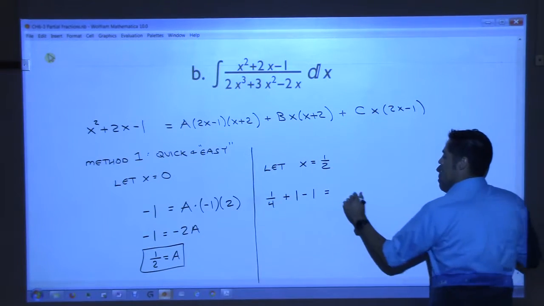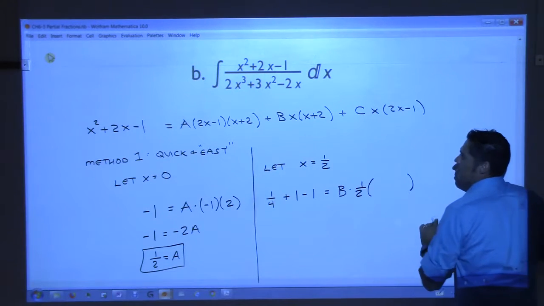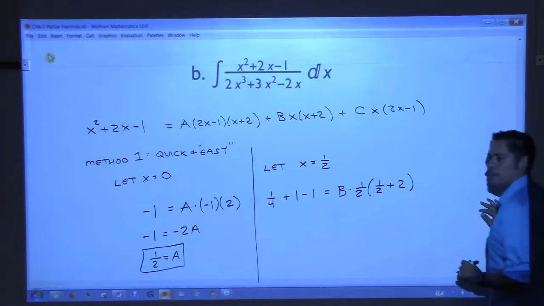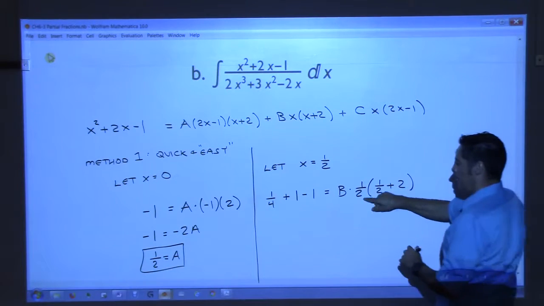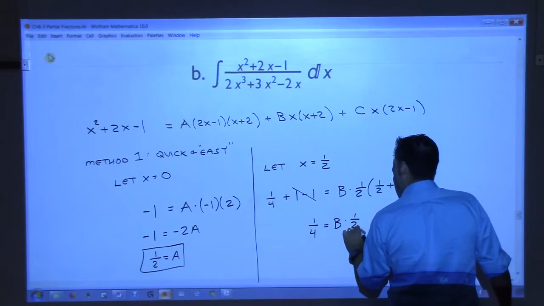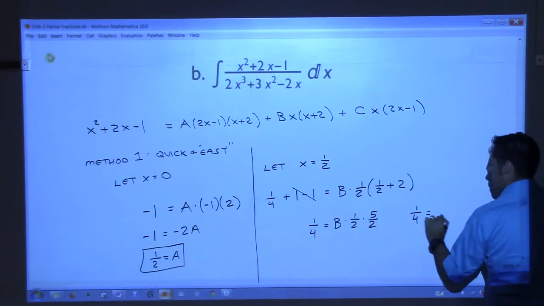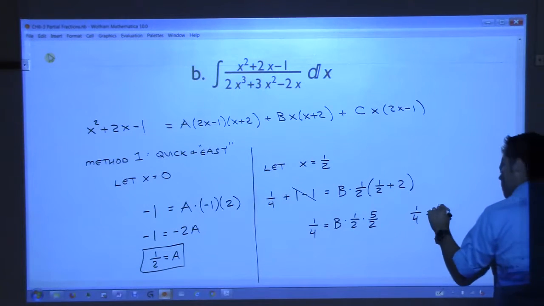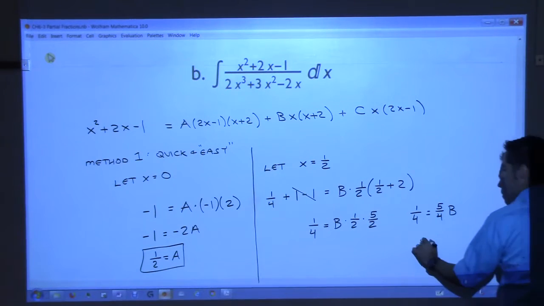This one's not, though. This one is b times 1/2 times, in parentheses, 1/2 plus 2. This is 5/2, isn't it? And then 1/2 of that. So over here, these cancel. You get 1/4 equals b times 1/2 times 5/2, which is really 1/4 equals 5/4 b. And then you can multiply both sides by the reciprocal, 4/5. So what do you get? B is 1/5.